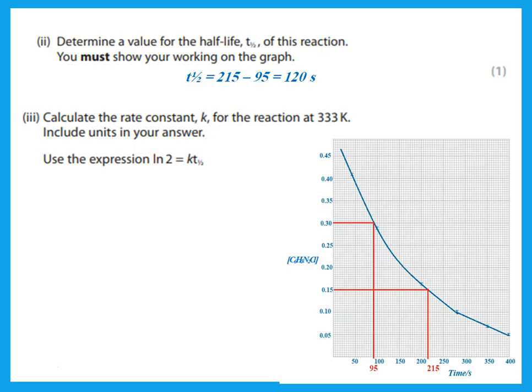Remember that we said for a first order reaction, the rate constant will be this expression of ln2 over half-life. So K is ln2 over half-life. Ln2 is 0.693 if you do it with a calculator. The half-life we got is 120, so this is my value for K, and in this case it has a unit of seconds to the minus 1.